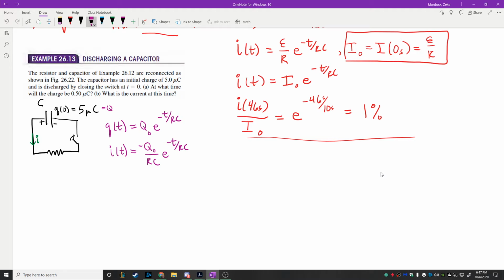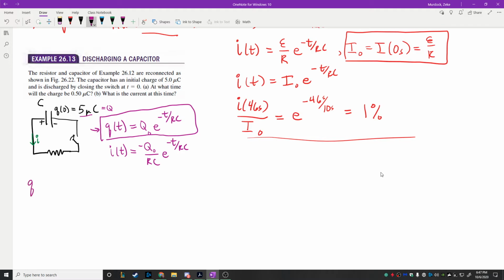The negative sign here just indicates what direction the current flows. But we really only need the first equation. That's the only one we're going to need. It says the capacitor has an initial charge of 5 microcoulombs and is discharged by closing the switch at t equal to 0. At what time will the charge be 0.5 microcoulombs?